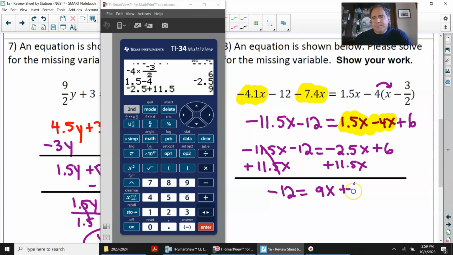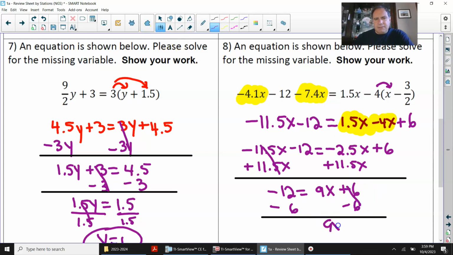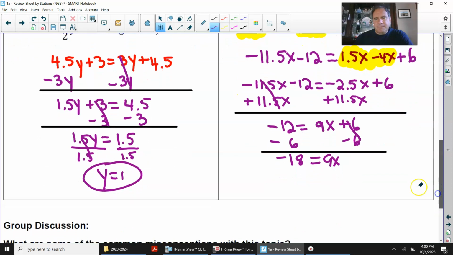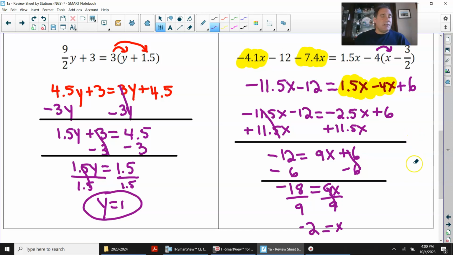Nice whole number. And then we subtract 6 because we want to get that x alone. This cancels. You have 9x equals negative 18. Negative 12 minus 6 is negative 18. And you can divide by 9 on both sides using inverse operations. X equals negative 2. There's a lot of work for one single question, but that is it. So if you need to review, there it is.